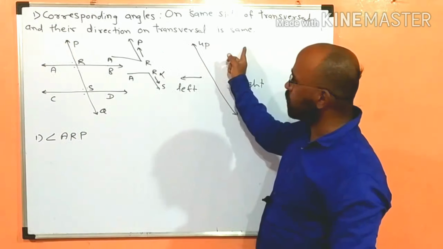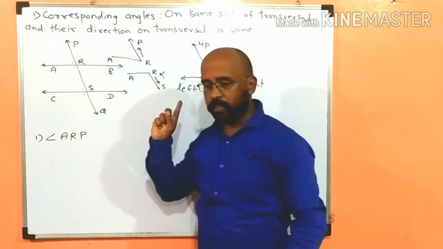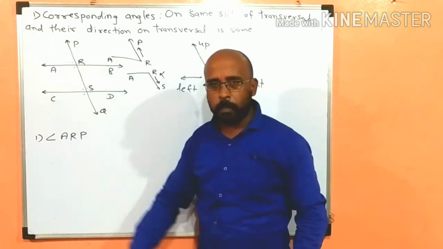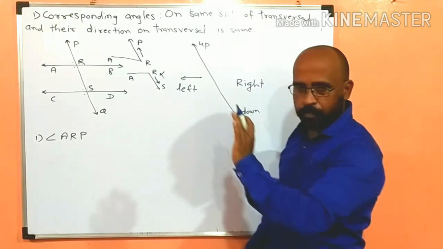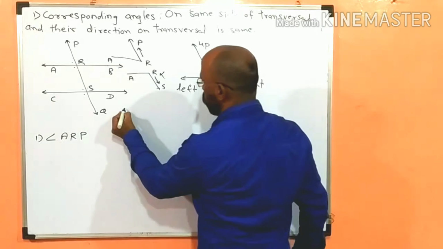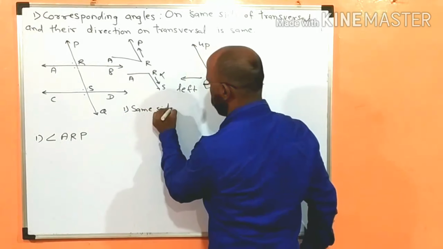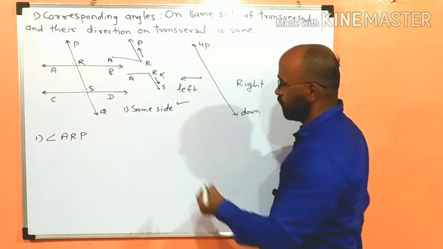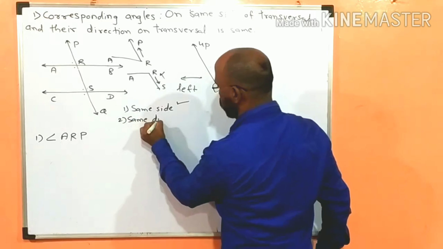CSP, is it on the same side of ARP? Definitely yes. ARP is on the left hand side and CSP is also on the left hand side. So the first criteria of same side is met here. So there are two criteria. First is same side, criteria fulfilled.